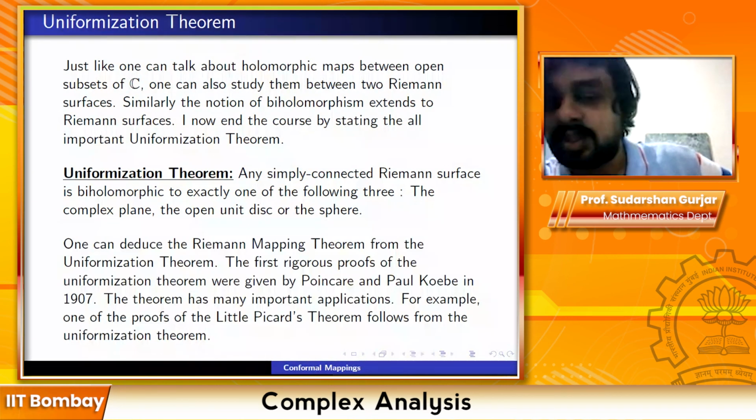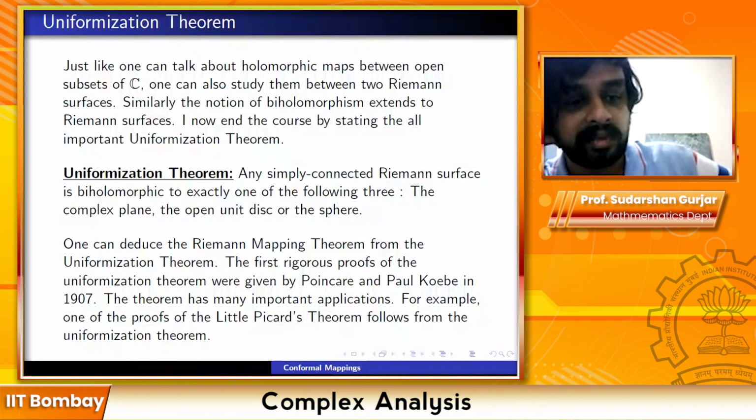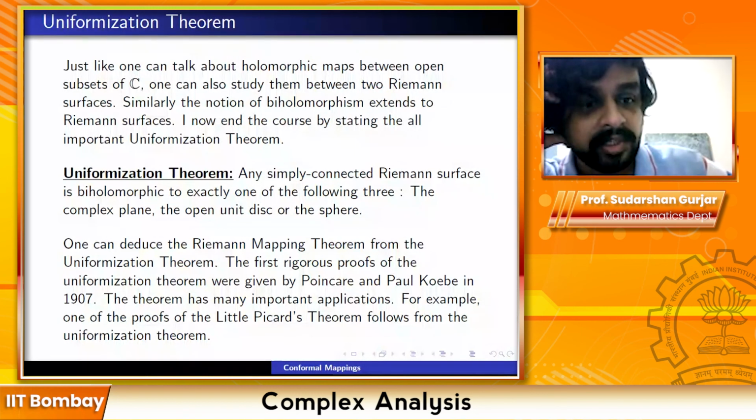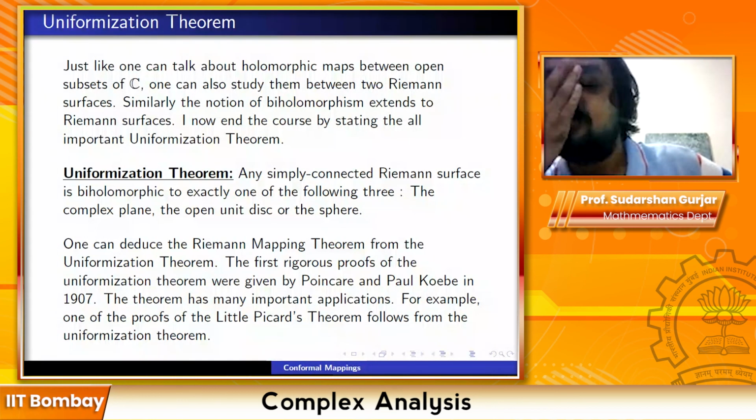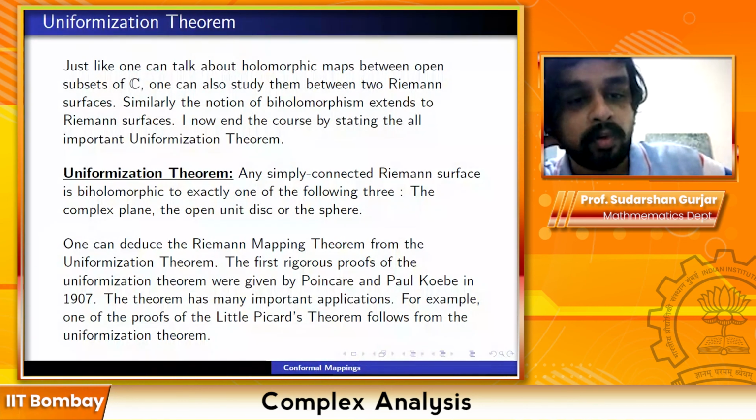One can deduce the Riemann mapping theorem from the uniformization theorem. That is why I call it a deeper theorem. The proof of the implication, uniformization theorem implies Riemann mapping theorem, is relatively easy. So this is a much deeper theorem. And the first rigorous proof of the uniformization theorem was given by Poincaré and Koebe in 1907.